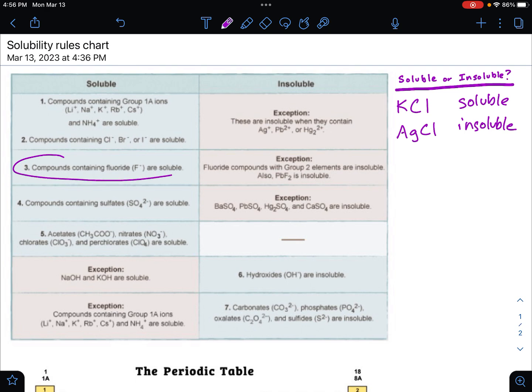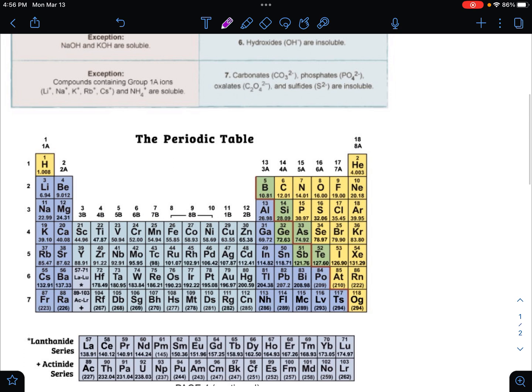Let's move on to rule 3. Compounds containing fluoride are soluble. Okay, that's good to know. The exception is fluoride compounds with group 2 elements are insoluble. Also, lead fluoride is insoluble. So let's look at our periodic table, group 2. Group 2 is right here. So if it has beryllium, magnesium, calcium, strontium, barium, radium, or lead, lead's over here, and fluoride, it's going to be insoluble.